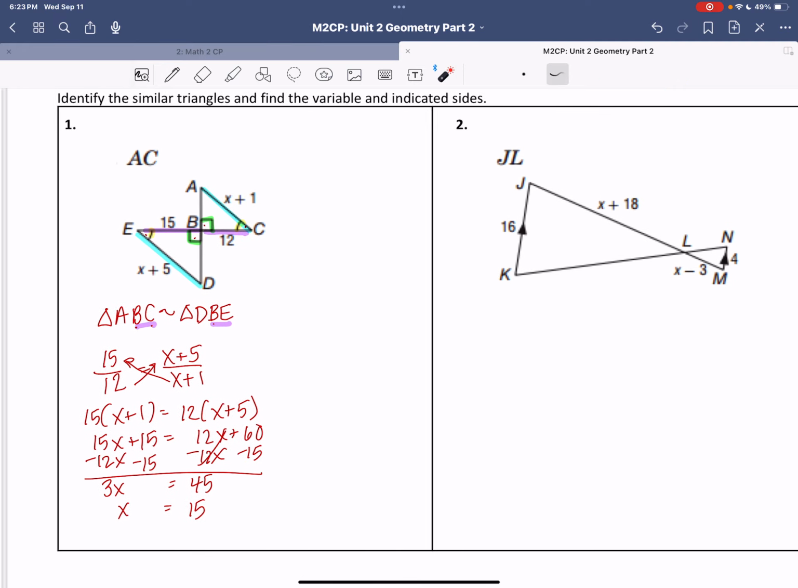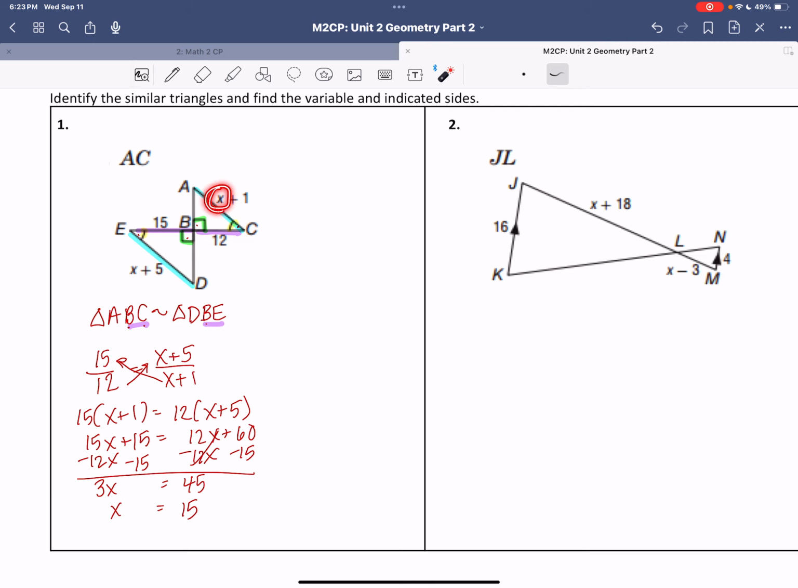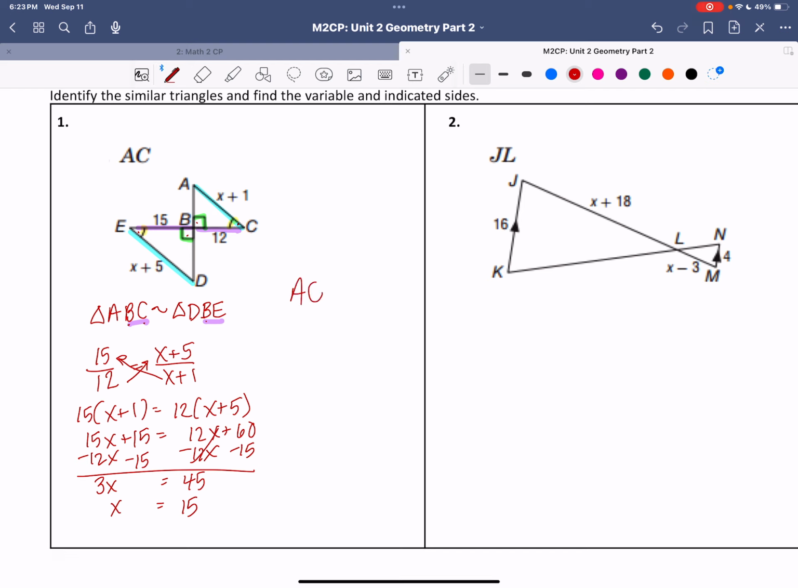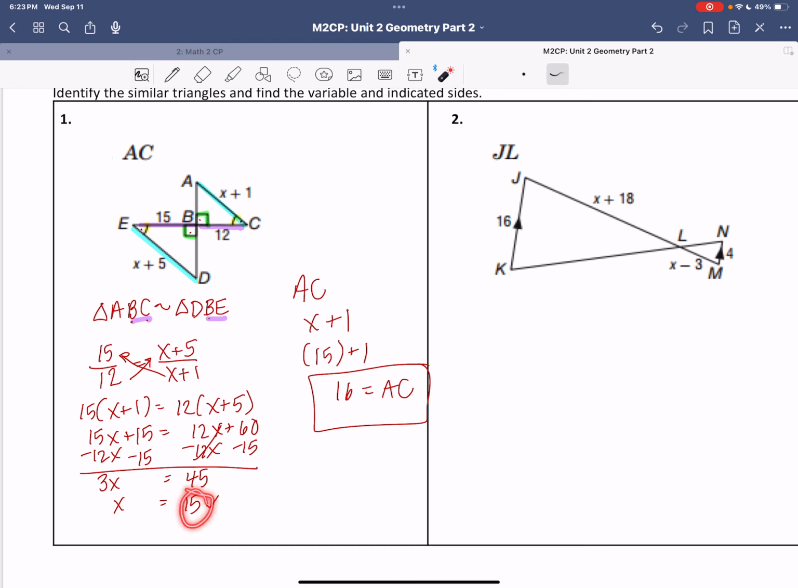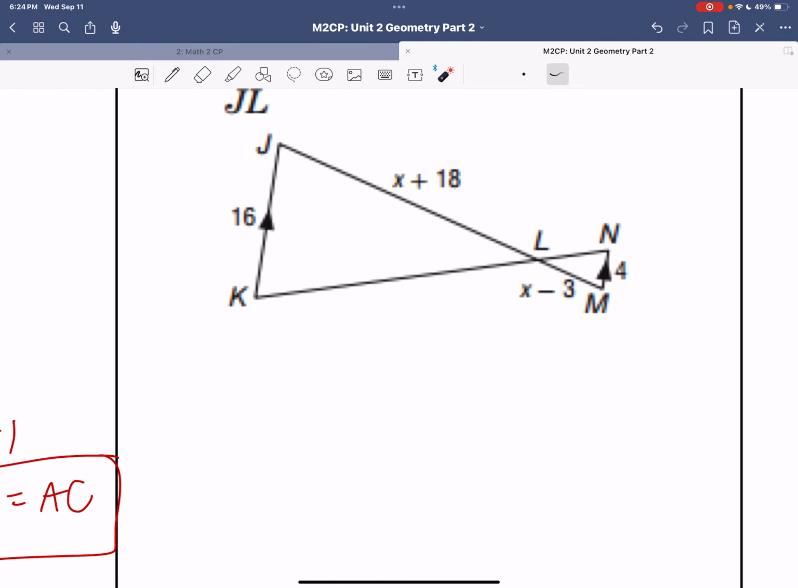But now we're not done. We have to substitute x in wherever it appears, because we're looking for AC. That's what it's actually looking for. Make sure you solve for x first. Once you solve for x, it's asking for this side, so you substitute in here, and we know AC is 16.